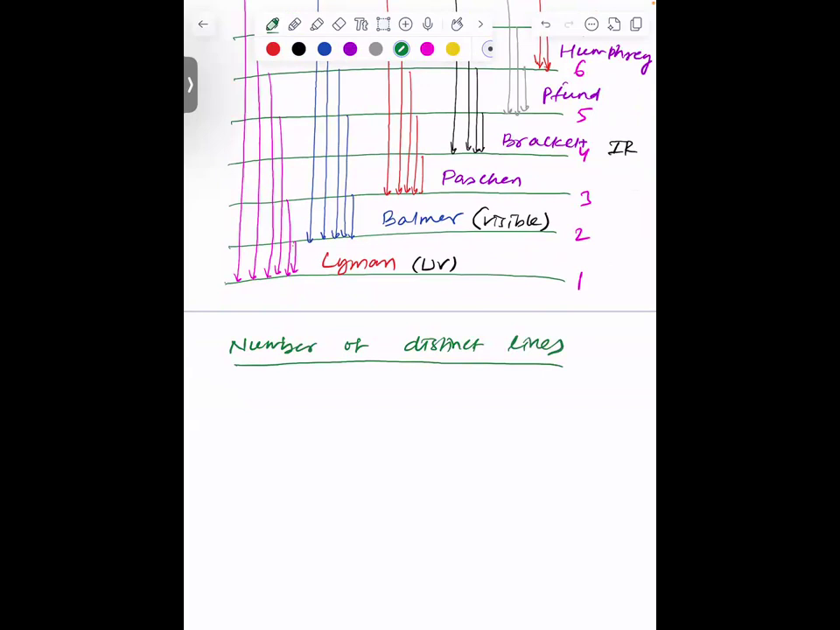Suppose the electron present in cell number 6 is coming to cell number 2. Cell number 6 to cell number 2. How many distinct lines are obtained?